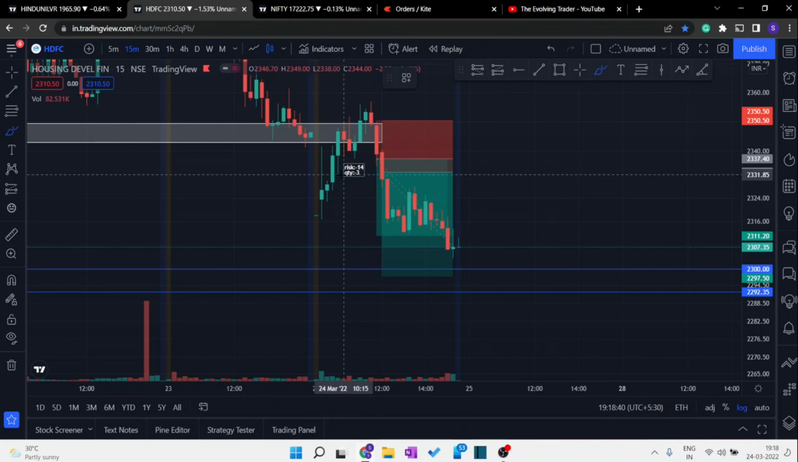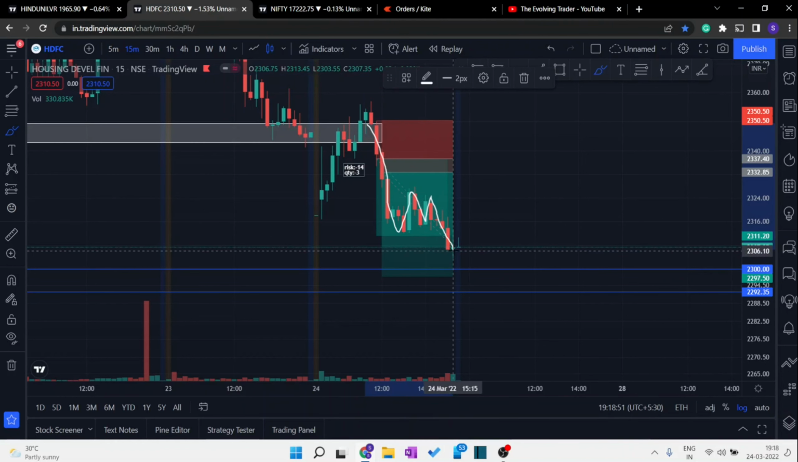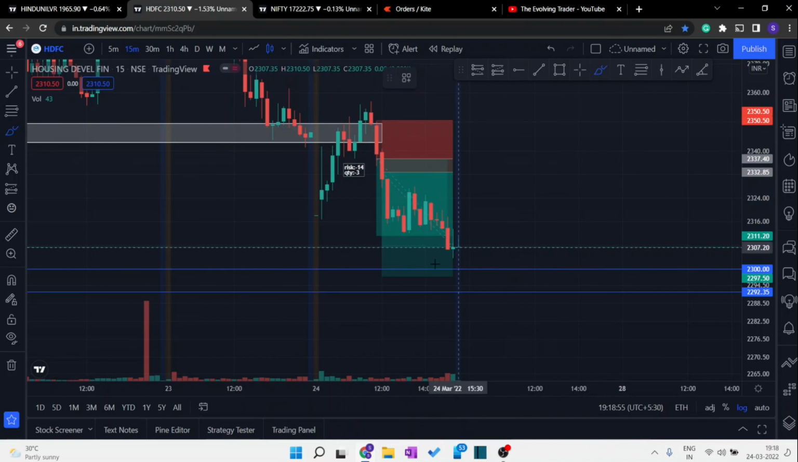So this was the move. Selling happened, it took a pullback again, like it was trying to go up here, and again came down, and just missed my target. My average target was somewhere here where I was able to satisfy my 1:2 ratio, which was 2301.8.